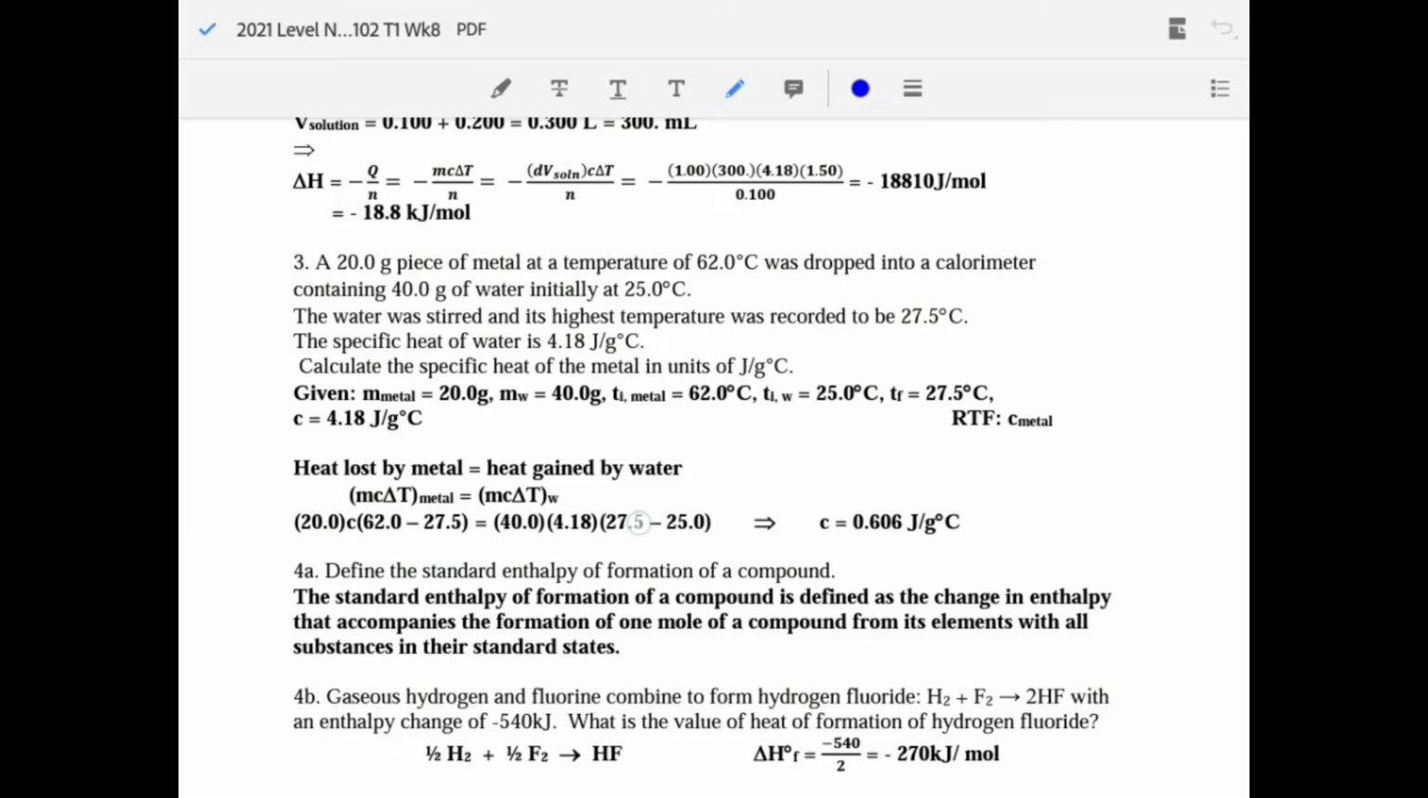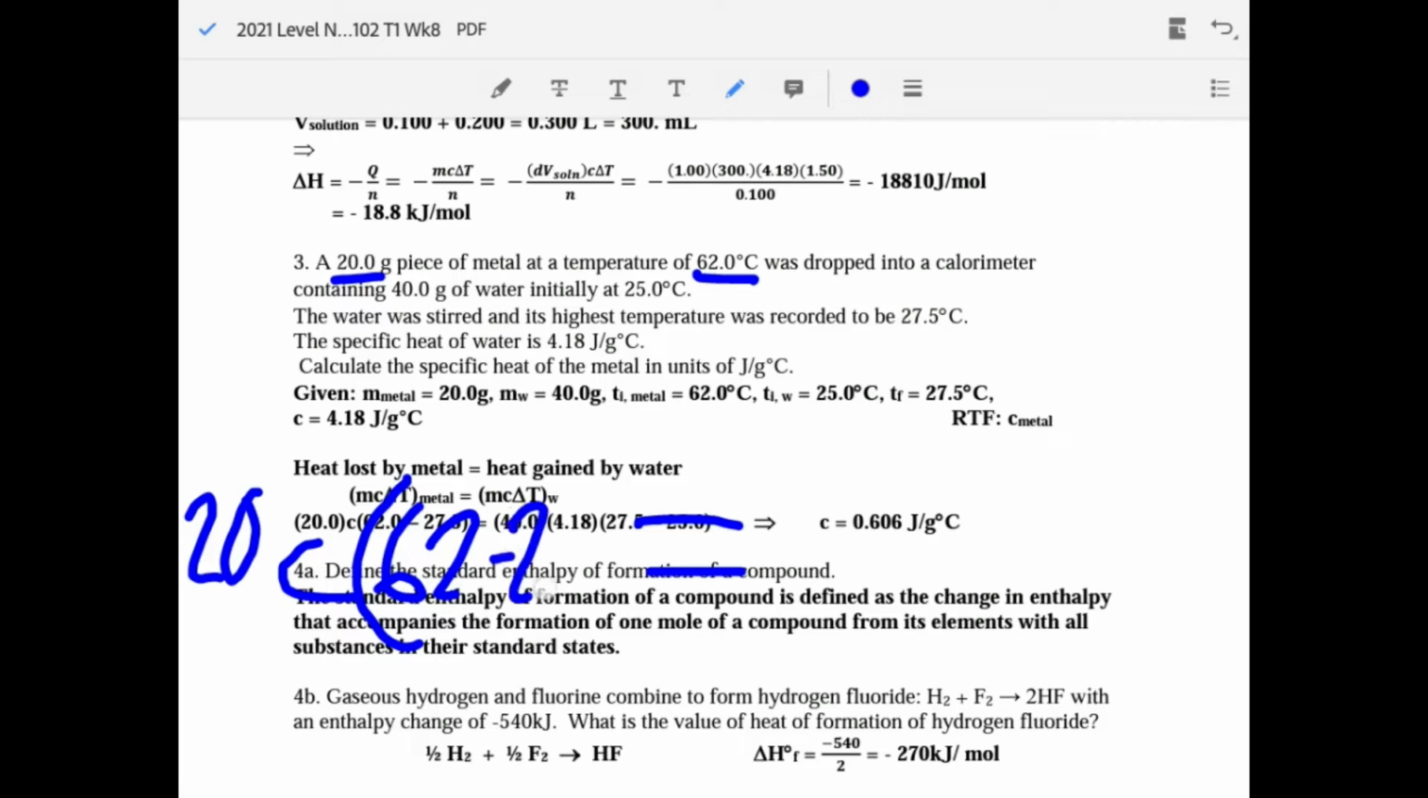So you just equate Q. So Q for the metal is mc delta T. So M is 20 grams times C, which you need to find out, and delta T is, it was at 62 degrees Celsius. The water was stirred and recorded to be 27.5. So the net change is 62 minus 27.5.